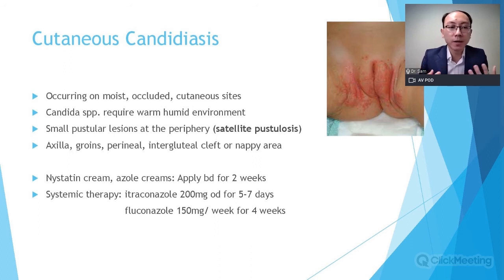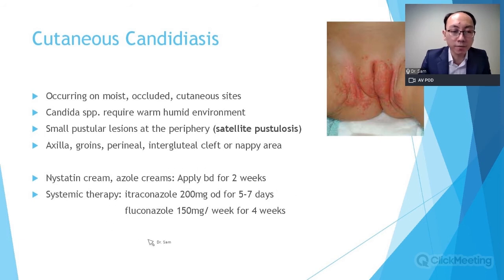So what is the typical sign? Actually, we can always tell if there is a satellite pustulosis. You can look at this picture of this baby's nappy region, you see multiple satellite lesions. This will tell you this baby may have a Candida infection besides a nappy rash. So you may need a nystatin cream or ketoconazole or fluconazole cream. You need to apply this twice a day for at least 2 weeks.